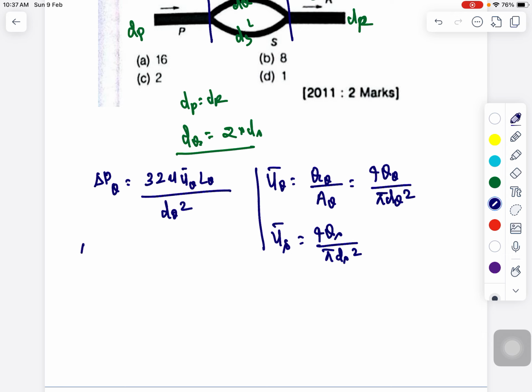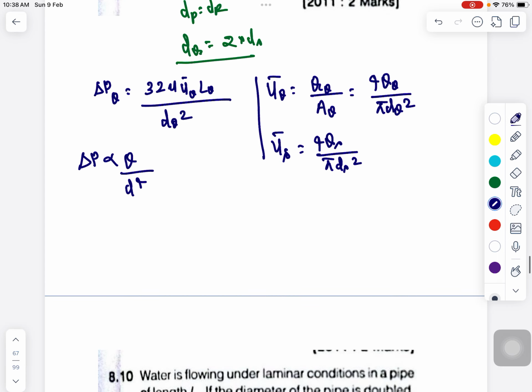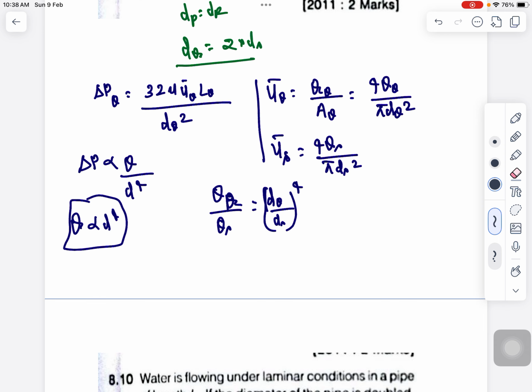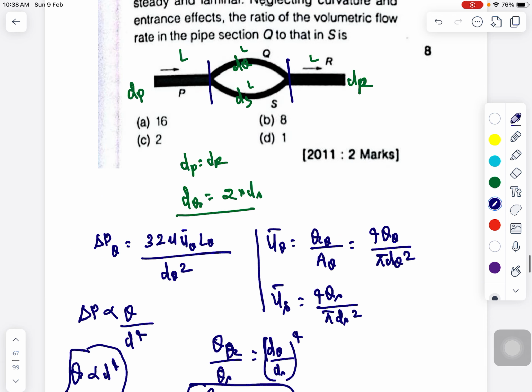Similar thing will be applied for US, that is equal to 4QS divided by pi ds square as well. Okay, so from here we can say that delta P is directly proportional to Q divided by d4. So delta P will be constant, means Q will be directly proportional to d4, that is the laminar flow condition. So directly you can write QQ divided by QS, that is equal to dQ divided by ds all to the power 4. Since dQ by ds is 2, the flow rate in pipe Q divided by flow rate in pipe S will be equal to 16. That's it. The ratio will be 16. So from here your option A will be your correct answer.